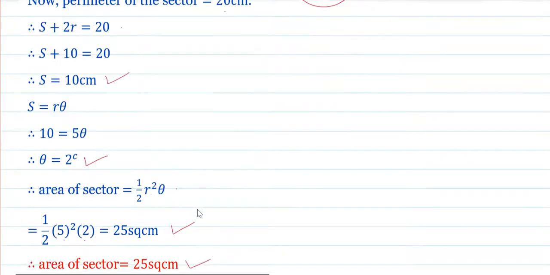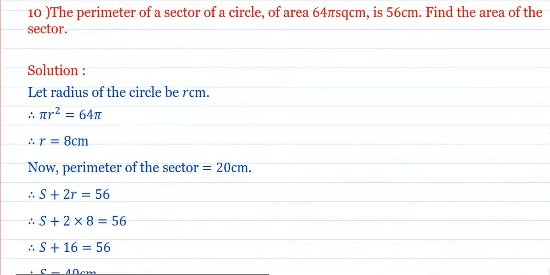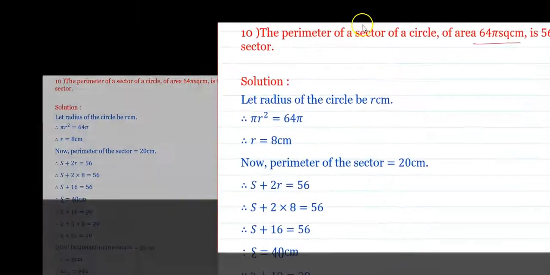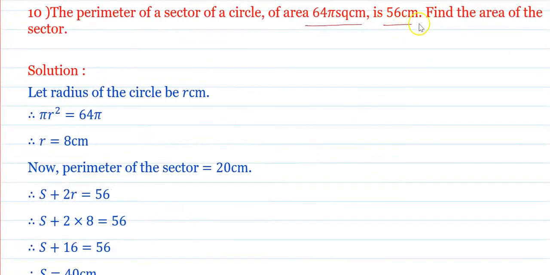Now the next problem. The perimeter of a sector of a circle of area 64 pi square centimeter is 56 centimeter. Find the area of the sector. The radius of the circle be r centimeter and the area of the circle is pi r square is equal to 64 pi and hence r is equal to 8 centimeter.